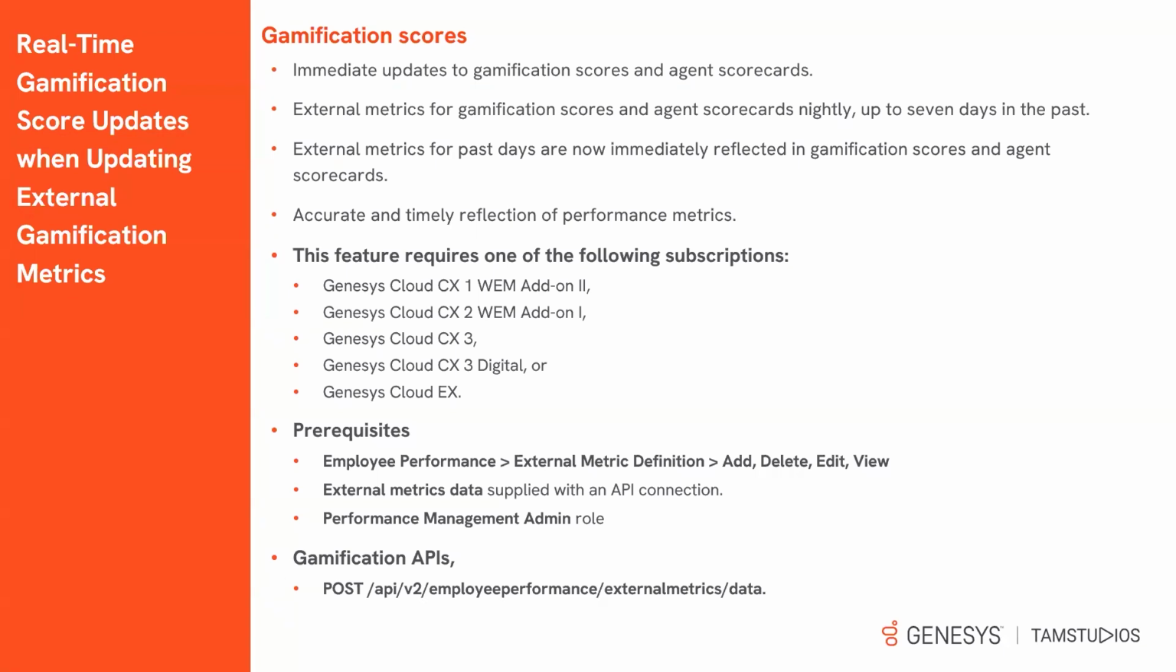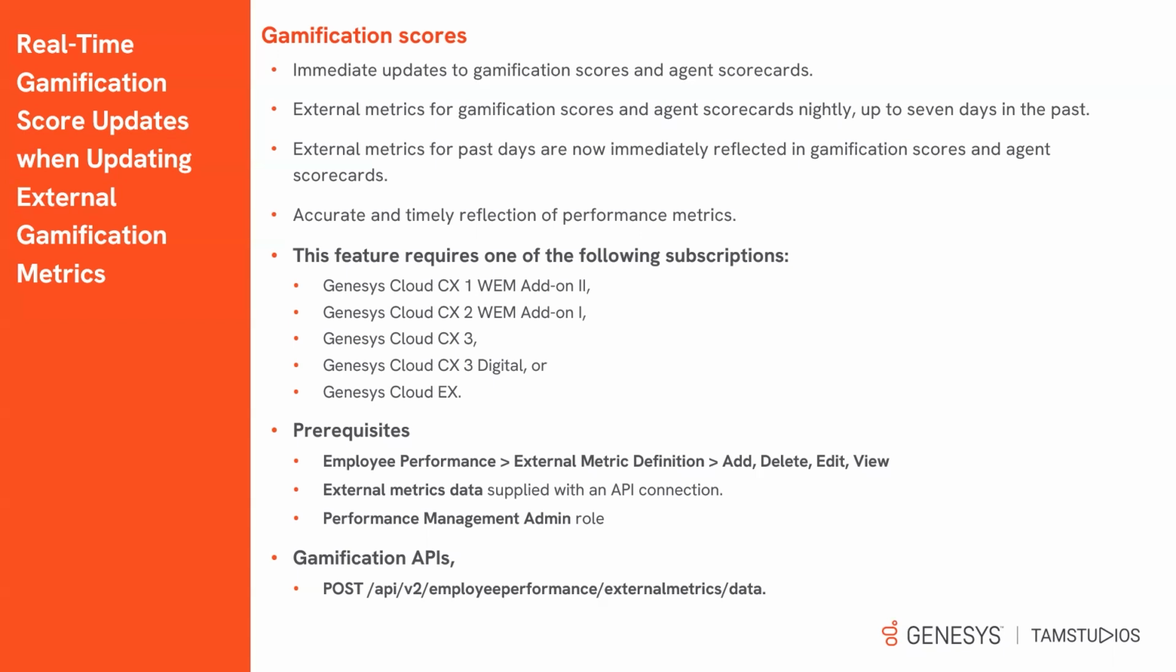Administrators can now see immediate updates to gamification score and agent scorecards. Previously, Genesys Cloud updated external metrics for gamification scores and agent scores nightly, up to 7 days in the past. With this new feature, changes to external metrics for the past days are now immediately reflected in gamification score and agent scorecards. This improvement provides an accurate and timely reflection of performance metrics, which allows administrators and agents to respond to the changes more quickly and effectively.